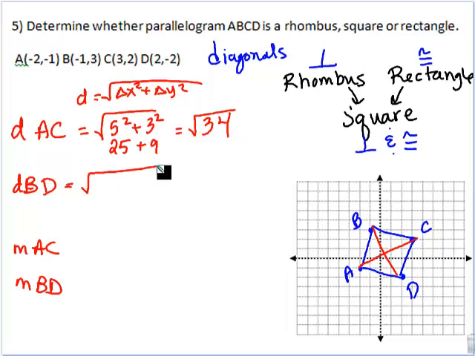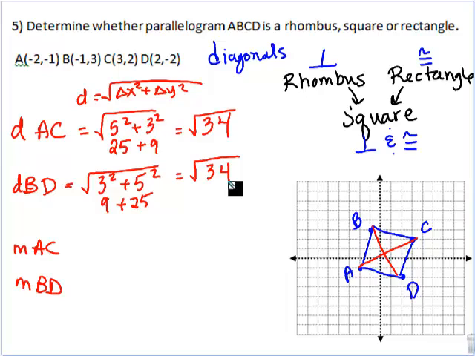B to D. So from B to D, how much do your x's change? 3. 3 squared. How much do your y's change? 5 squared. So 9 plus 25, so we have square root of 34 again. Okay, so right now, what does this tell us? It's for sure a what type of shape? It's definitely a rectangle. It could still be a square, though, if the diagonals are perpendicular. So we're going to check that next.